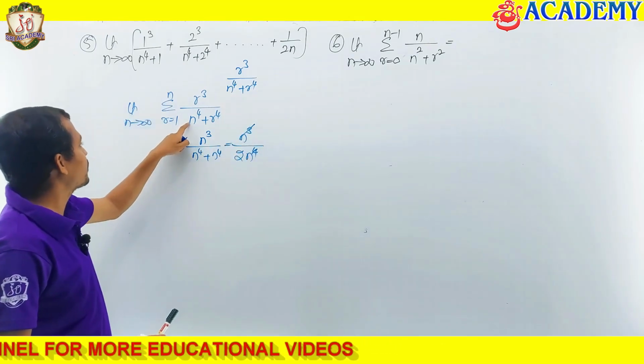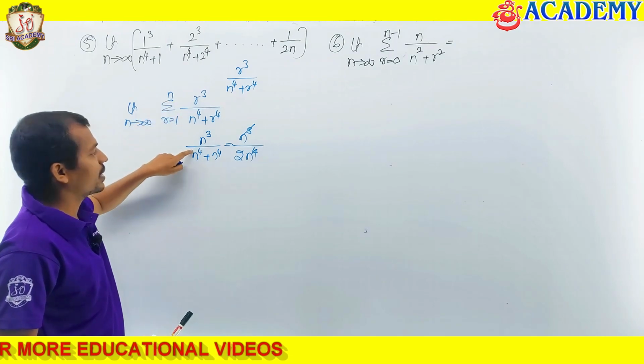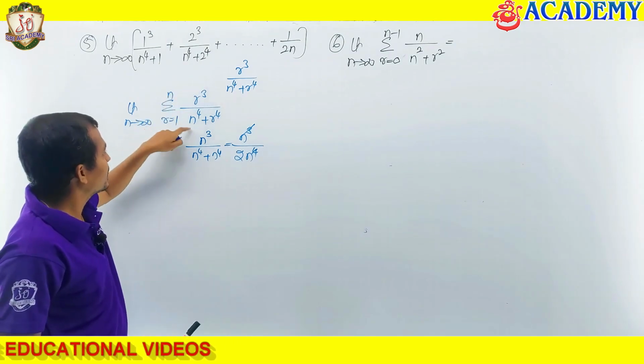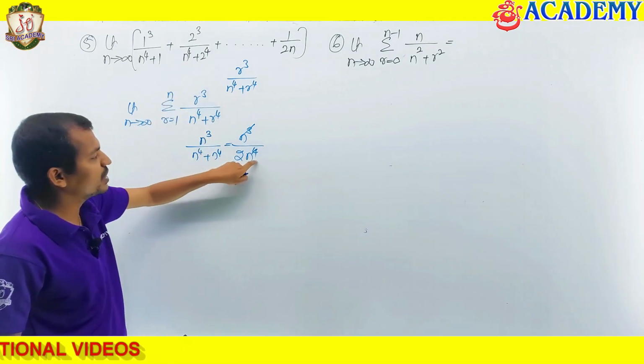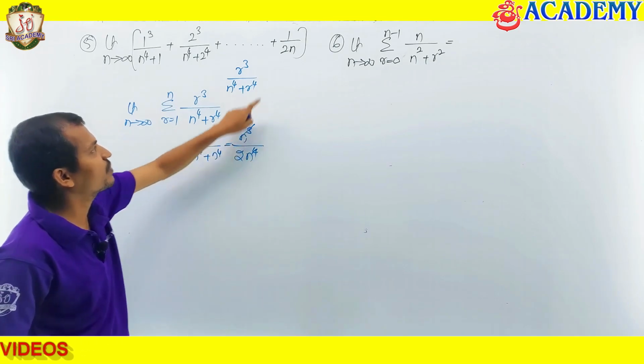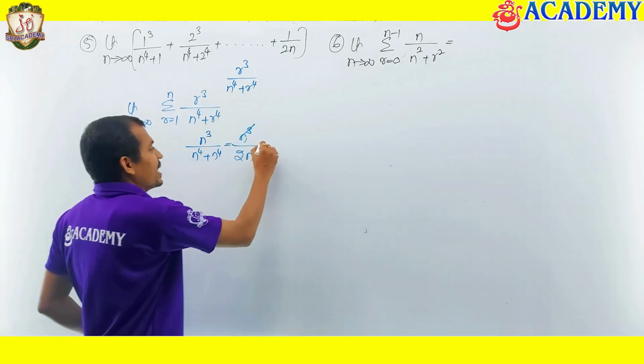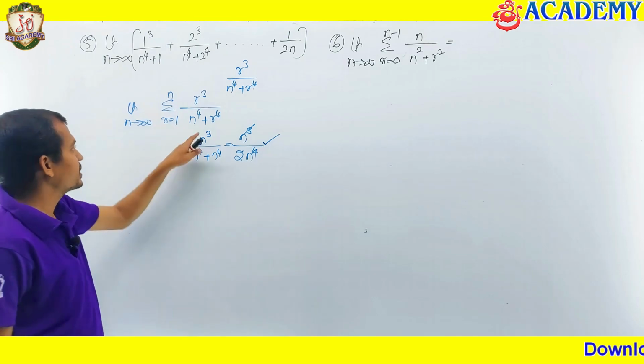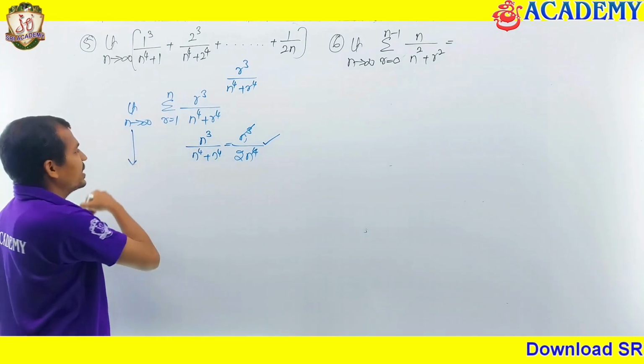Ending term I am representing, that is replacing r with n. n cube, n to the power of 4, n to the power of 4, 2n to the power of 4, n to the power of 4 cancel, 1 by 2n. This is the nth term. Based upon that I am writing the integral for this.